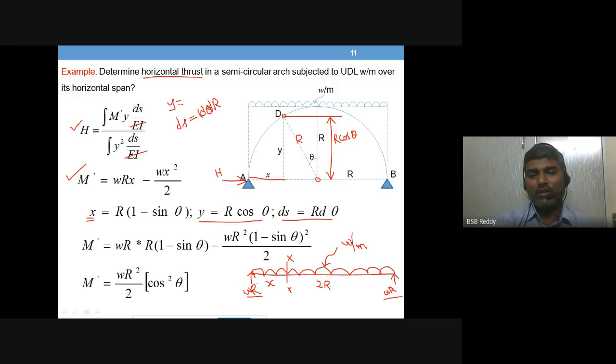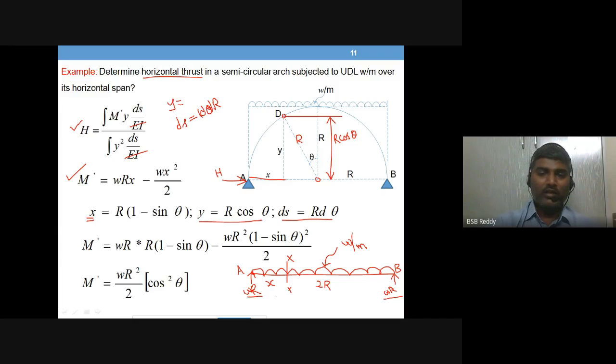Even if you want to work out what is Va and what is Vb, you may also use the two equilibrium equations, that what you have done regularly for your beams in case of strength of materials, that you have solved for support reactions. Okay, so this is from symmetry. Reaction should be same. Va is equal to Vb, and that is equal to half of the total load.